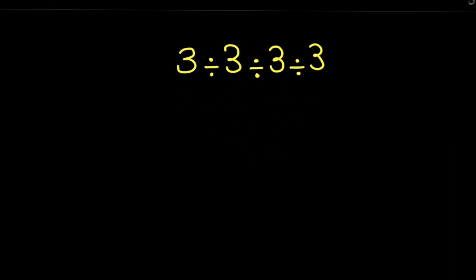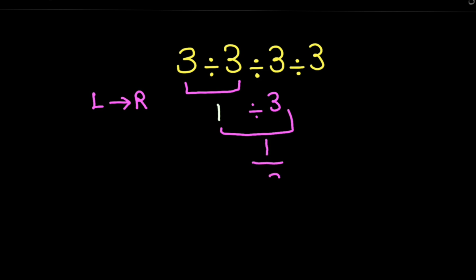According to the rules of mathematics, when we have more than one division in one expression, we have to solve from left to right. Now 3 divided by 3 gives us 1. 1 divided by 3 gives us 1 over 3. Now 1 over 3 divided by 3 gives us what?